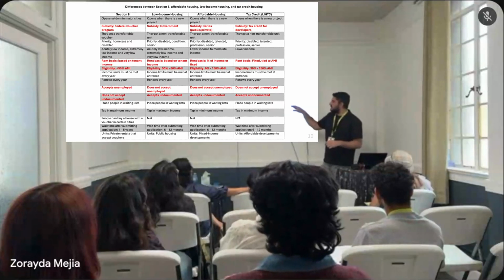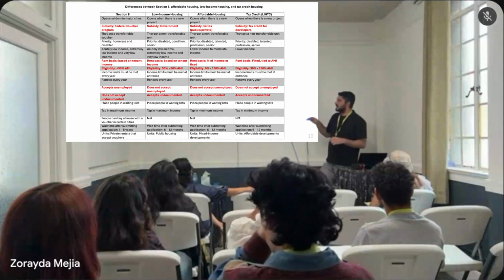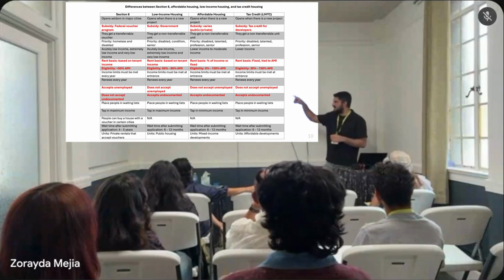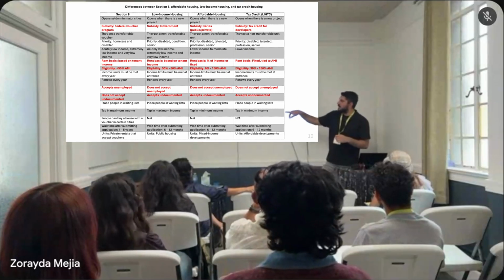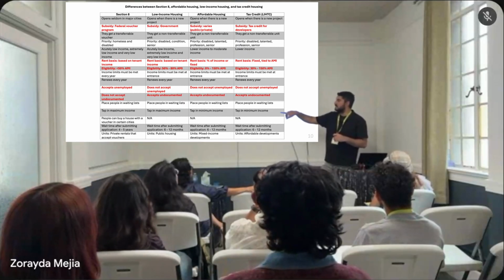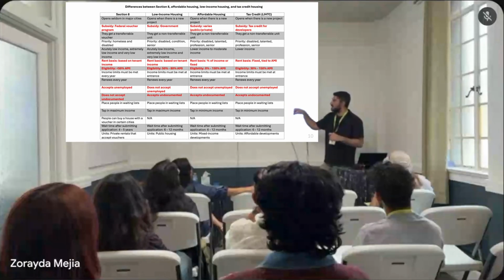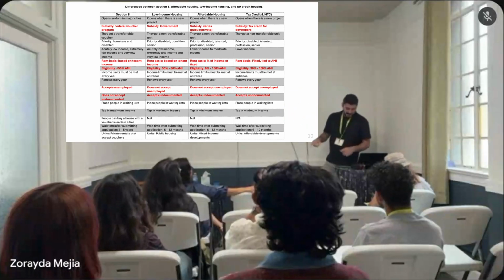A couple of other differences are whether they accept or don't accept unemployed people. You see Section 8 does accept them, the other 3 don't. And whether they accept or don't accept undocumented people: Section 8 doesn't accept undocumented people, the other 3 do.